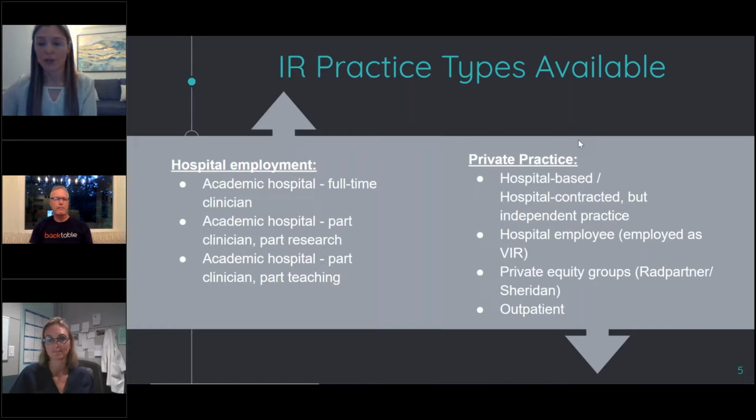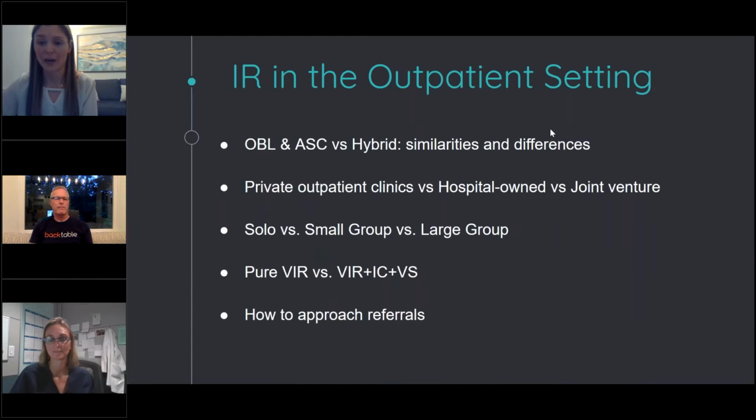That's awesome though. So what we can do next is dive deeper into talking more about IR in the outpatient setting, since this directly relates to both of your current practices. Can you talk a little bit about where your practice falls in relation to OBL versus ASC, ambulatory surgery center, versus a hybrid, whether or not you do any work in the hospital anymore, or if it's pretty much just in your outpatient clinic, and your group size, if it's a large group or small group, just more of the specifics on that stuff.